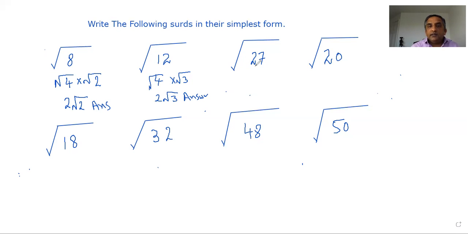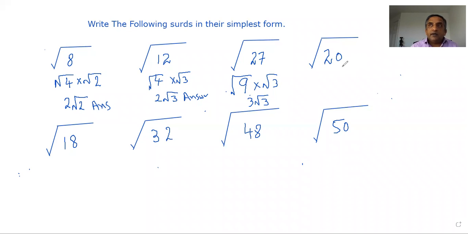Okay, we can split 27 into two parts. We have to see which timetable goes into 27. We know that 9's timetable goes into 27. 9 times 3 is 27. So we know that square root of 9 is 3. So square root of 9 and 3. So this will be our answer for this one. You see, it's very easy.